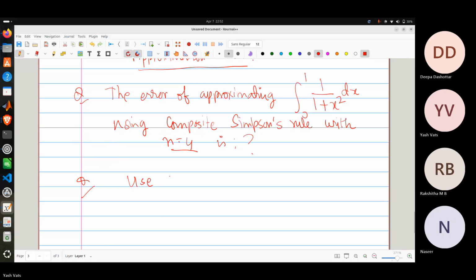Use the composite trapezoidal rule to calculate the error. Just try this and let me know what the errors are in this equation, with n equal to 4, of course.